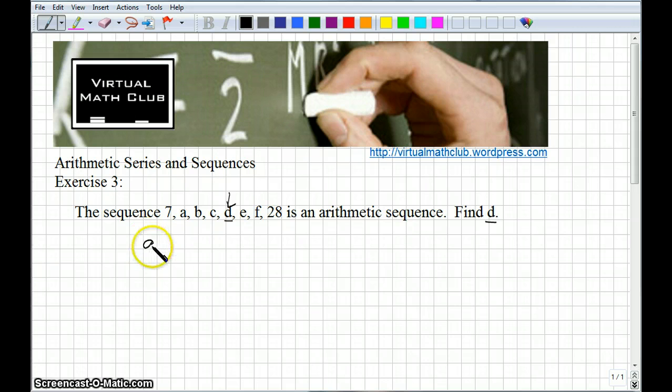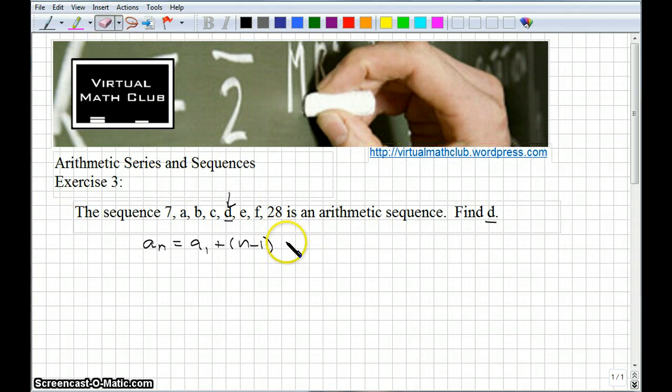We know that for any arithmetic sequence, the nth term is given by the first term plus n minus 1 times the difference. Now, in this case, I know I've been using D in the past, but I don't want us to get confused between this D and the D I use for difference. So I'm actually going to use a different letter for the difference between consecutive numbers. I'm going to use a Greek letter, delta, which looks like a triangle.